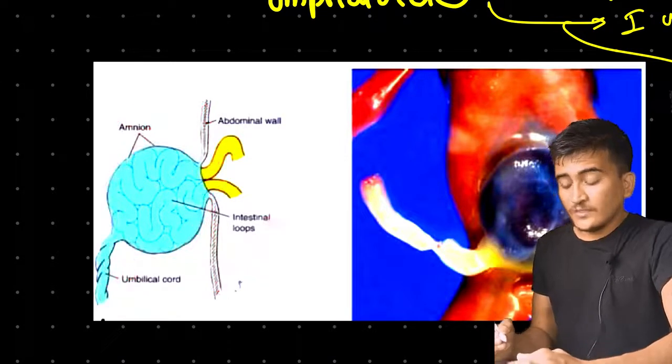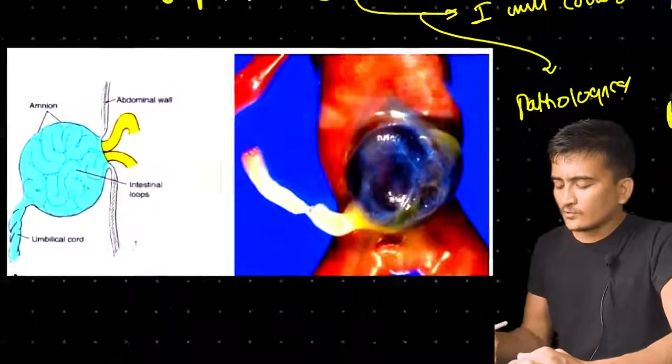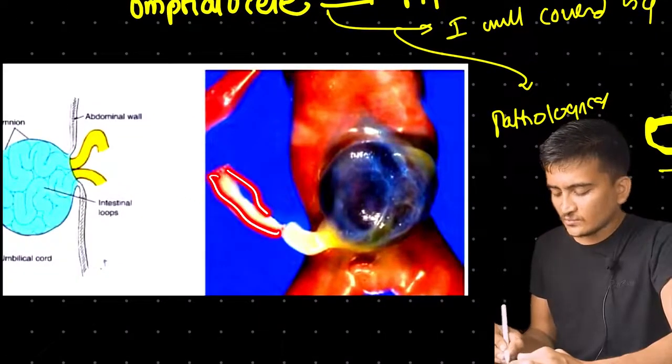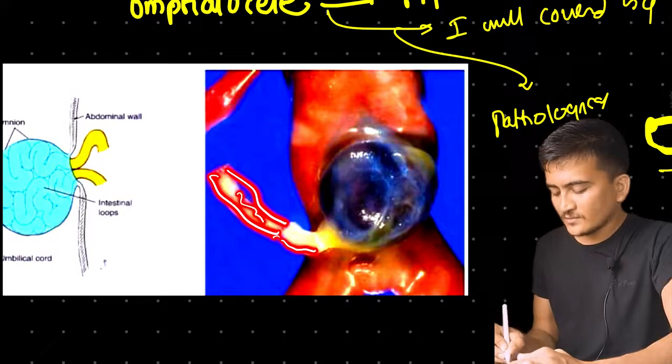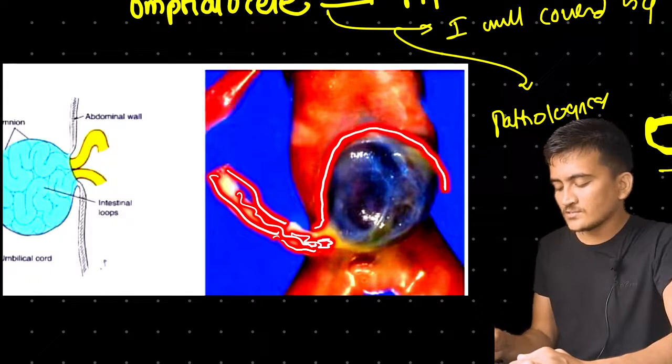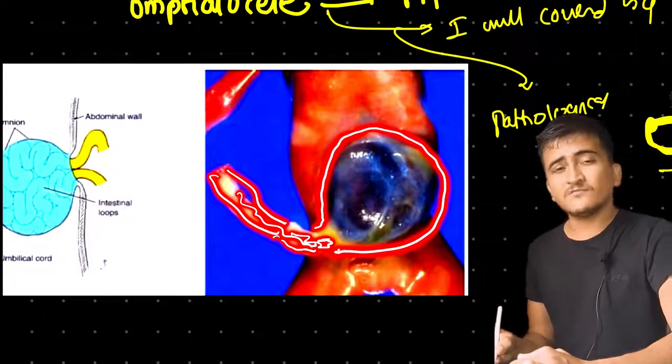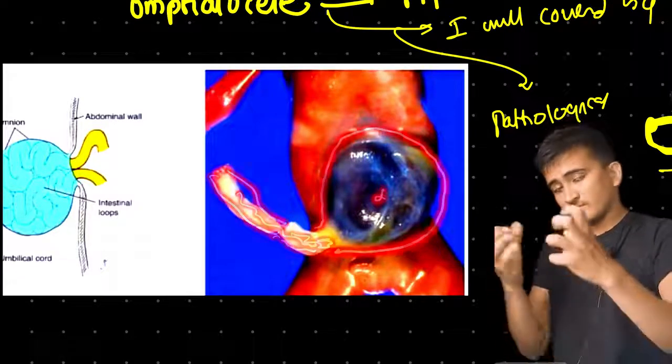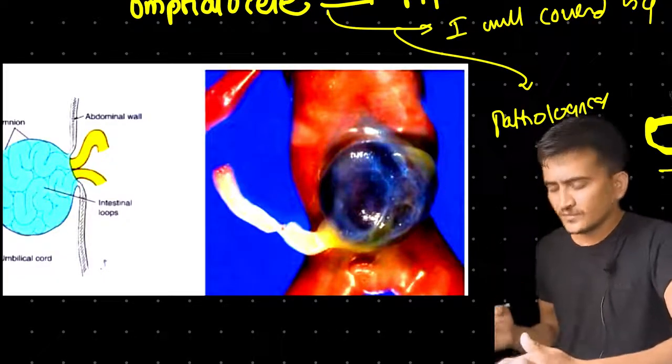Now in this severe condition, you can see this is the umbilical cord, and here you can see there are intestinal loops, and this is also amnion. In a severe condition, it will pull the liver within itself.